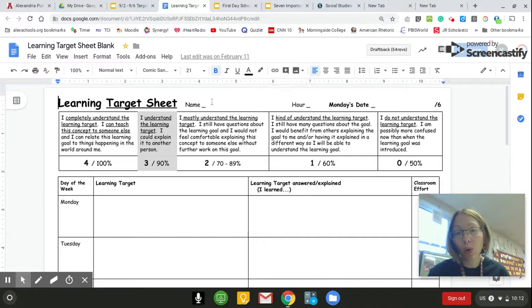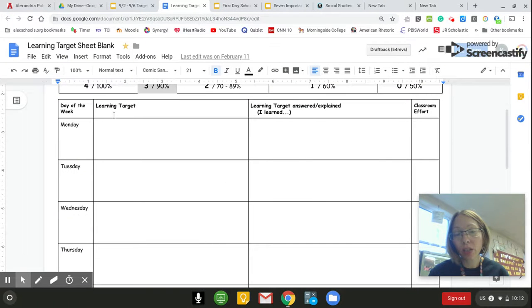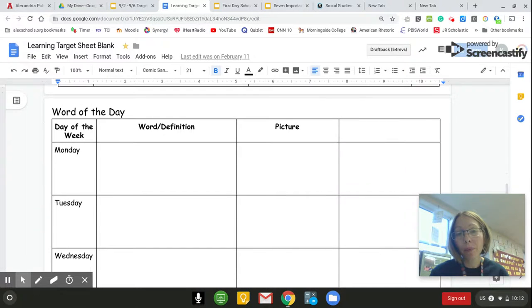We start with our name, what hour, and then Monday's date, that'd be 9/2. We start on Tuesday, so the learning target, this is where that top one would go, the assumptions you have about the classroom. At the end of the hour, you'll write down 2 assumptions that you had. On the back side is where the word history and the definition goes. In the middle here, I would like students to draw a picture of what comes to mind when they think of the word history or the definition of the word history.